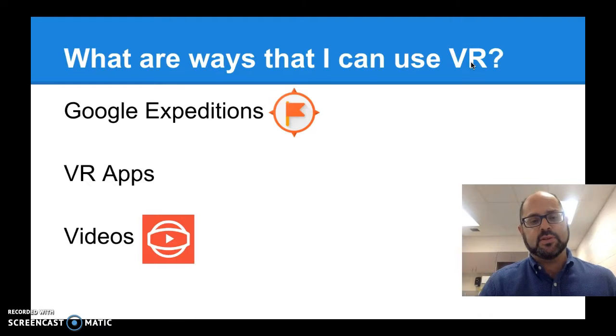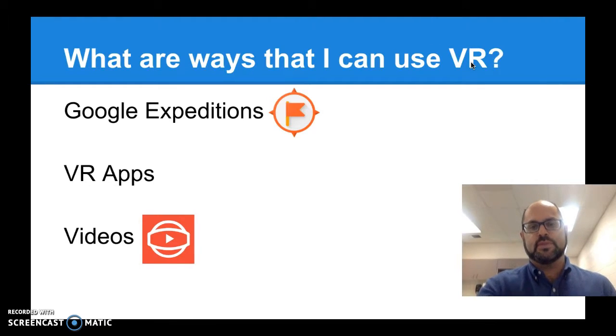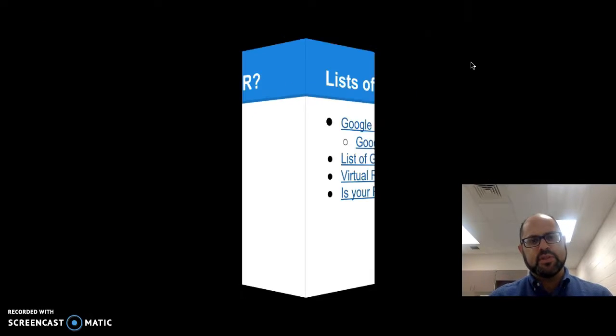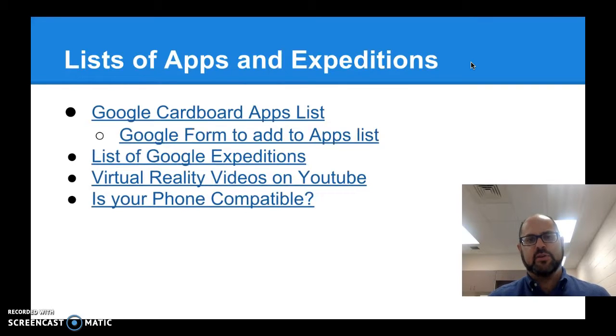And then finally YouTube, which has a lot of what they refer to as 360 videos, which you can't move through the video itself, but you can circle around and see things in 360. That's what they call it. So those are the three apps. We'll start off by taking a look at Google Expeditions.